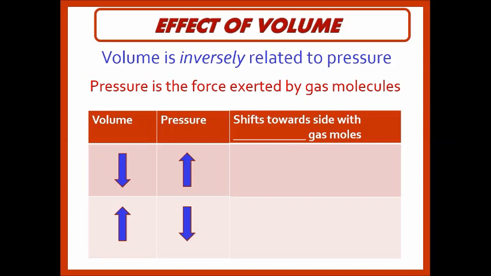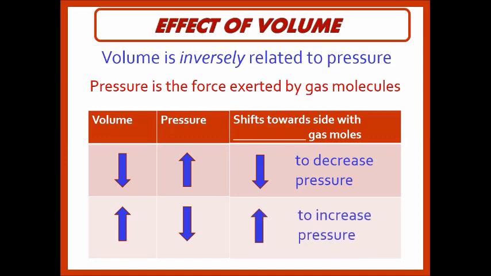For example, if we decrease the volume of a reaction mixture at equilibrium, we are increasing the pressure of the system. Le Chatelier's principle describes how the system will react to this increased pressure and try to reduce the system back to its initial pressure. So, the system will shift to the side that has the lower number of gas moles in order to decrease the pressure. Oppositely, an increase in volume leads to a decrease in pressure because less force is exerted by the gas molecules. Therefore, the reaction will shift to the side with more gas moles in order to increase the pressure.